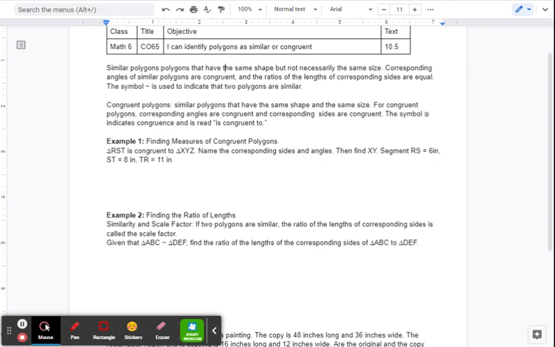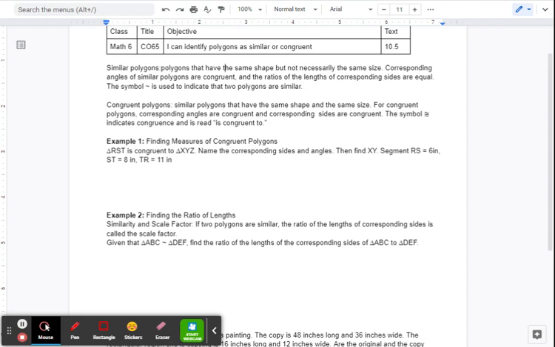To be similar, they need to have the same shape, but not necessarily the same size. So if we have a rectangle like that and a rectangle like that, I squished it in a little too close. So a rectangle like that, they can be similar, but they're not congruent. They're not the same sizes.